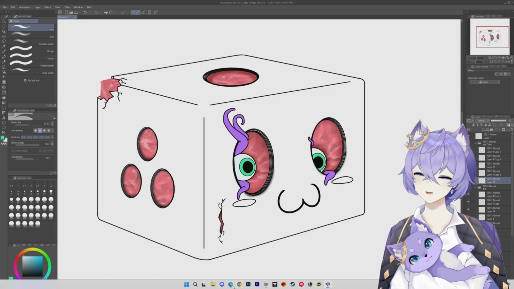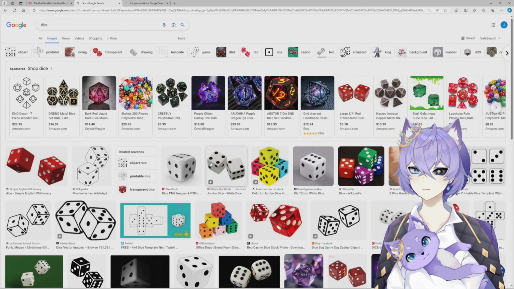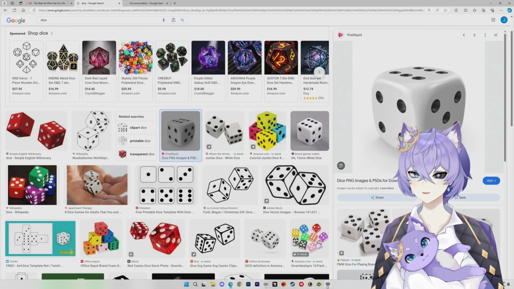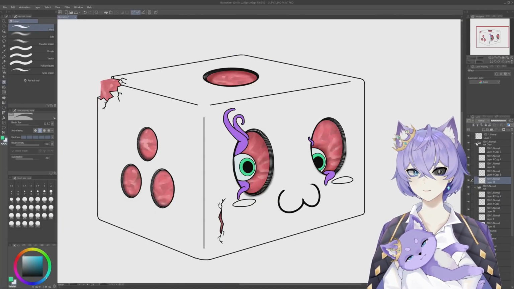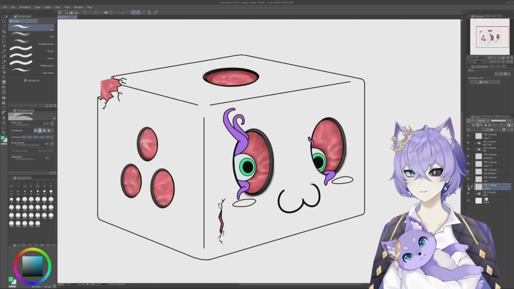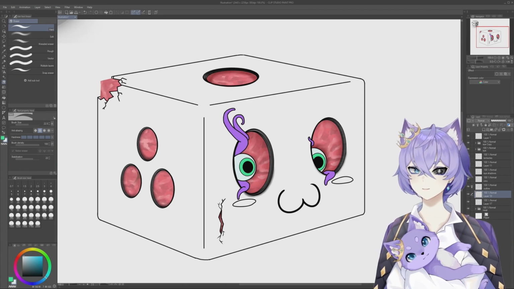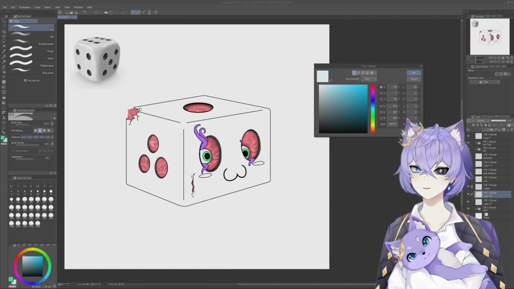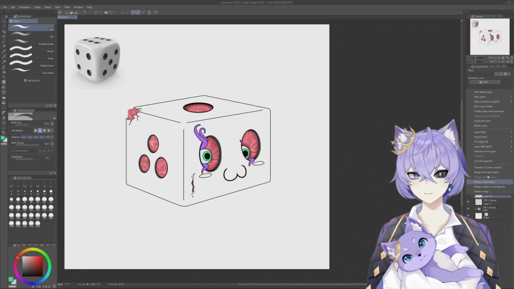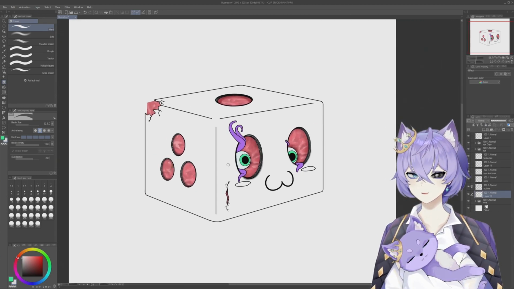Ivory. What is a dice color usually? Dice. And new layer. Let's see. Reference this for the white. Perfect. So it's just ever so slightly gray. Delete this. All right. This will serve as our base color.